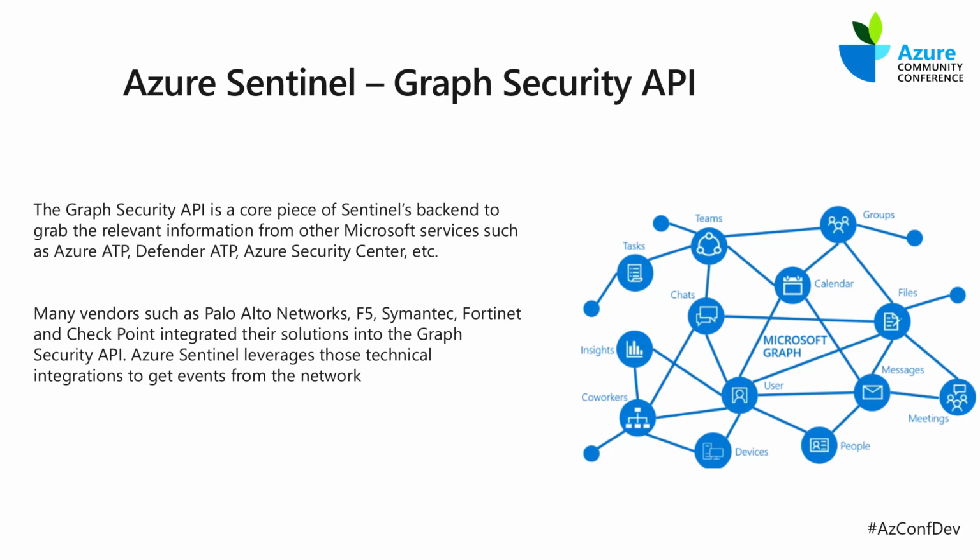The Graph Security API collects information from many different security products, and this allows Sentinel to easily access data or alerts from Azure Active Directory, Azure Protection, Security Center, Microsoft Cloud App Security, Microsoft Intune, and Microsoft Defender ATP. In fact, it can easily integrate with other software that makes use of the Graph Security API. So the Graph Security API is at the core of Azure Sentinel.